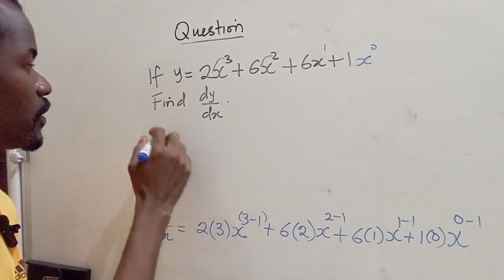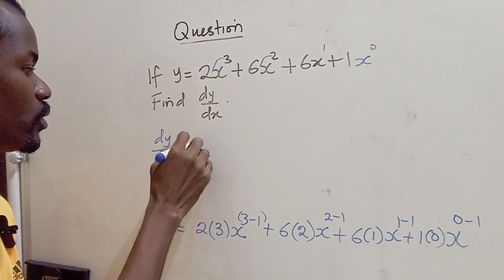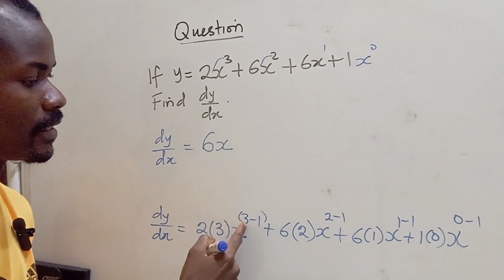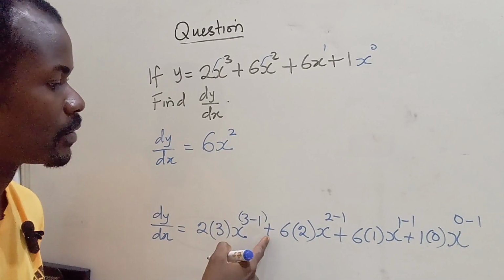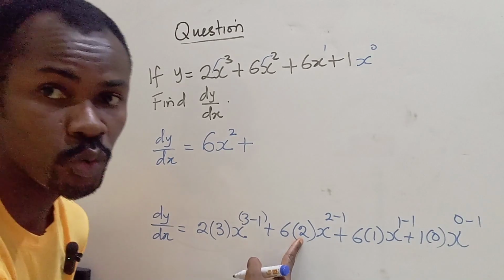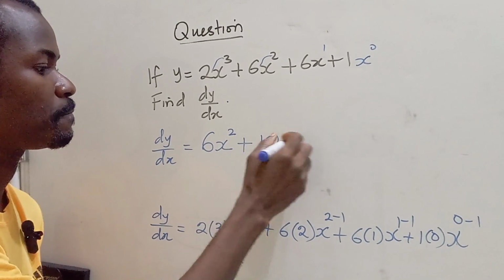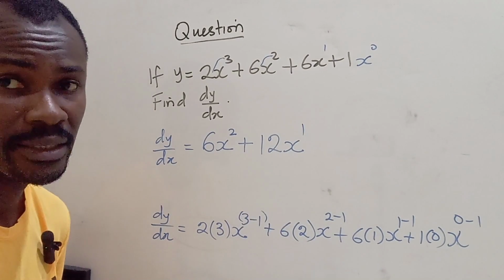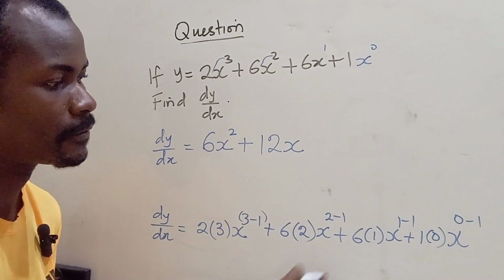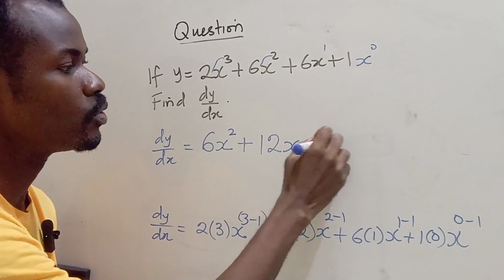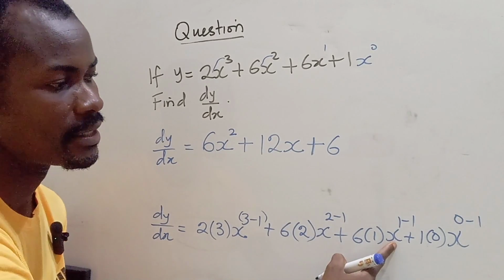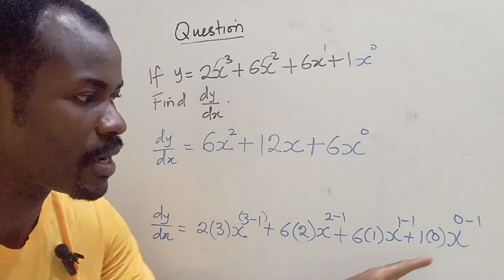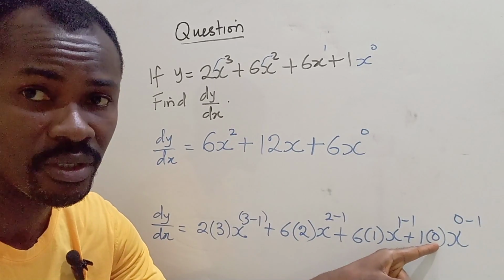Now let's simplify this expression. My dy over dx is going to be 2 times 3, which we know is 6, so this is x, 3 minus 1 is 2. Plus 6 times 2 gives us 12, so x, 2 minus 1 is 1. We can put down the 1 or not, but let's leave it in this case. Now 6 times 1, we all know is 6, and x raised to power 1 minus 1 is 0.